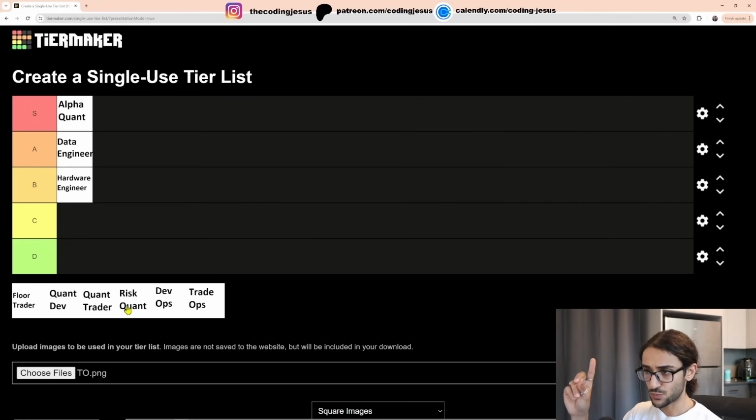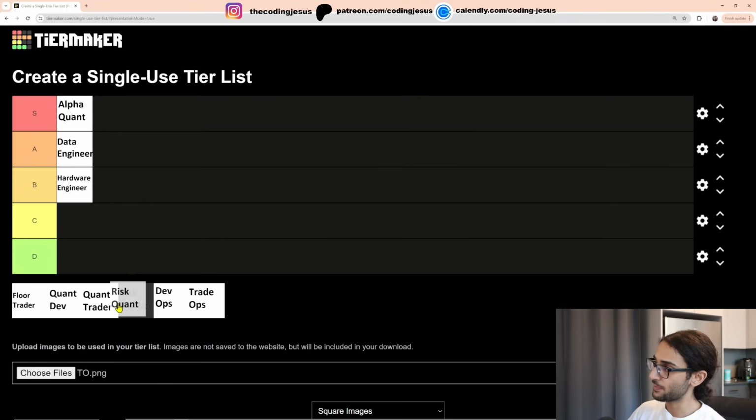These guys are oftentimes working a lot with the data that's stored by data engineers. Alpha quants are too, but a lot of the trading related data that's stored in the data lake, these risk quants are working there. So I'm going to put risk quants in A tier.